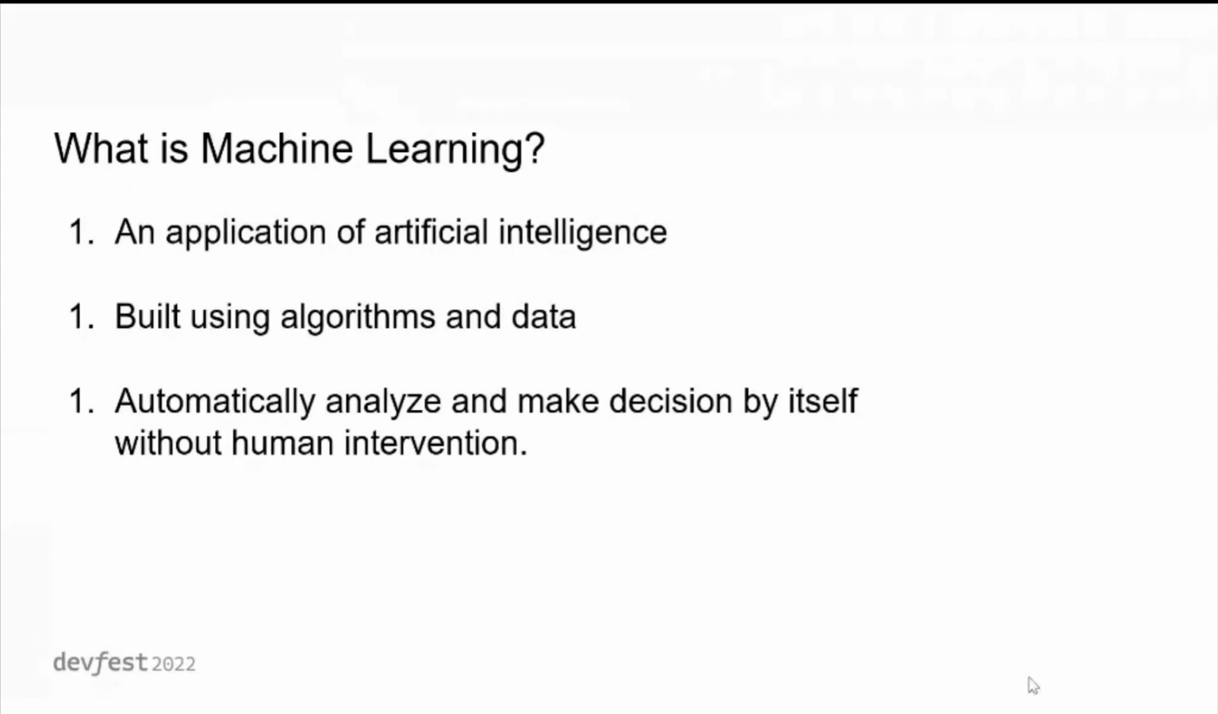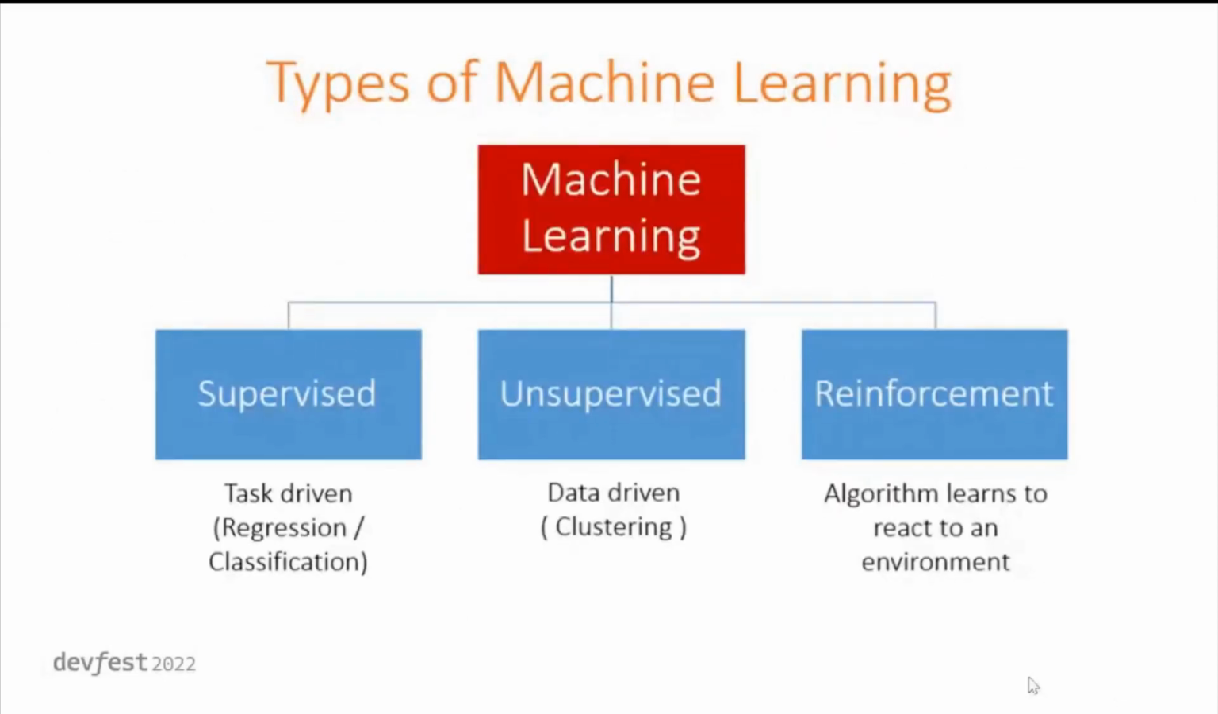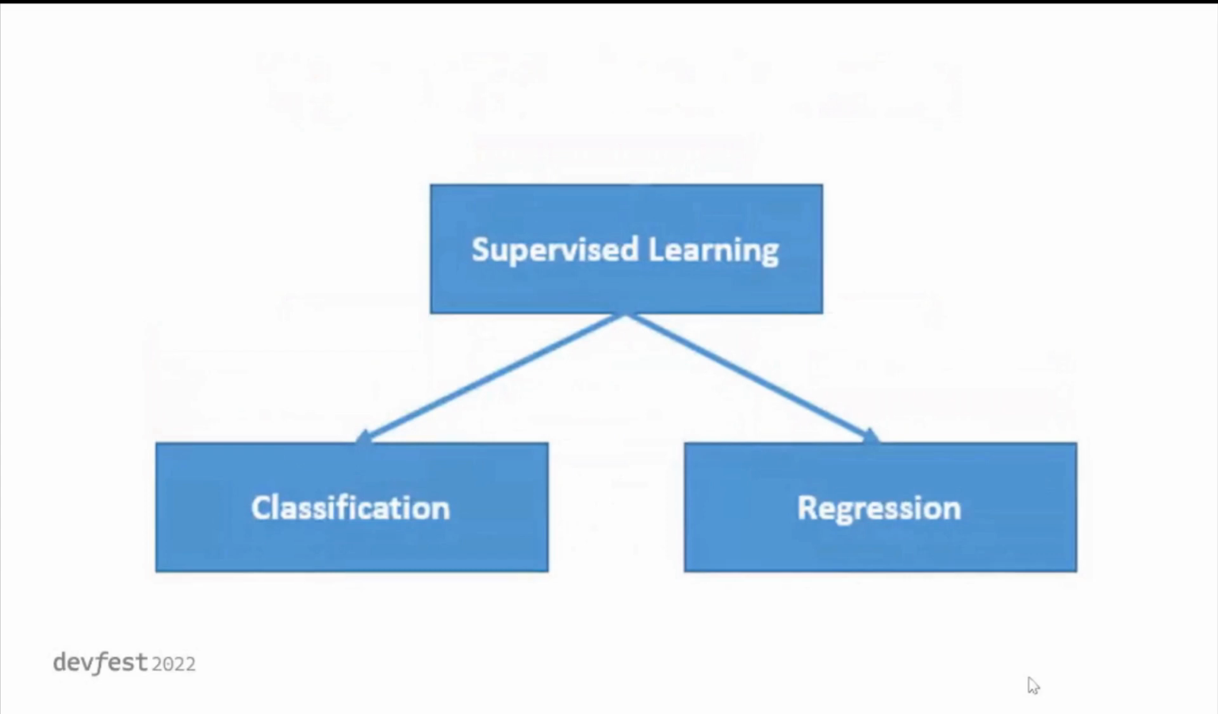There are different types of machine learning: supervised, unsupervised, reinforcement. We will not go in depth about learning. Instead, we will just have an overview of machine learning. Then we will start with Vertex AI. So if I talk about supervised learning, there are two types of supervised learning as well: classification and regression.